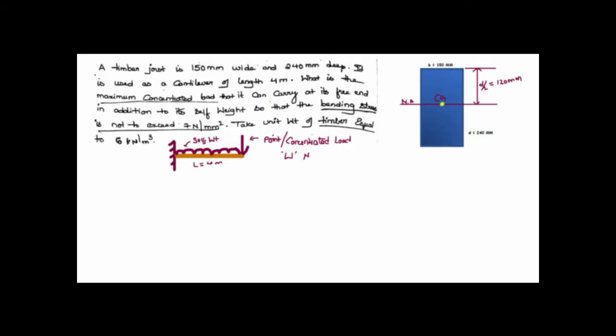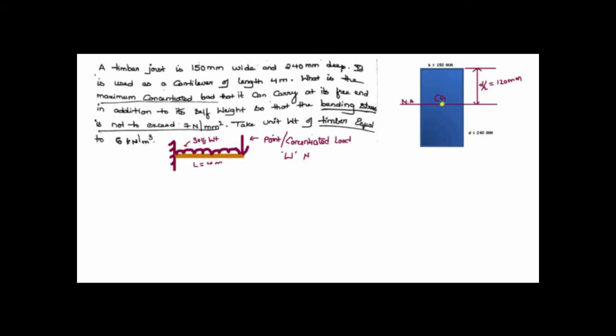And this is being used as a cantilever beam. Of course, this joist is in cantilever position, so a cantilever of length 4 meter. What is the maximum concentrated load that can be carried by the cantilever at its free end in addition to its self weight, so that the bending stress does not exceed 7 Newton per mm square? Take unit weight of timber equal to 6 kilonewton per meter cube.